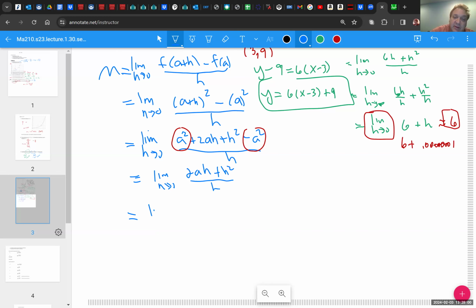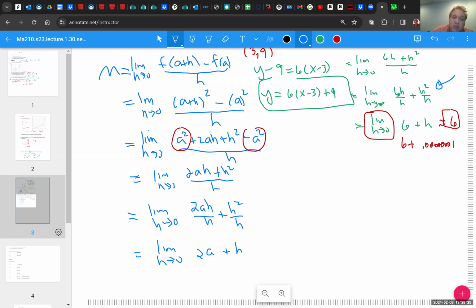Hopefully this is sounding familiar. Right, we just divide them, right? That's what we did over here. Just divide them. And then we're going to simplify. 2ah divided by h. The h divided by h equals 1. So I'm left with 2a. H squared divided by h simplifies to be h.